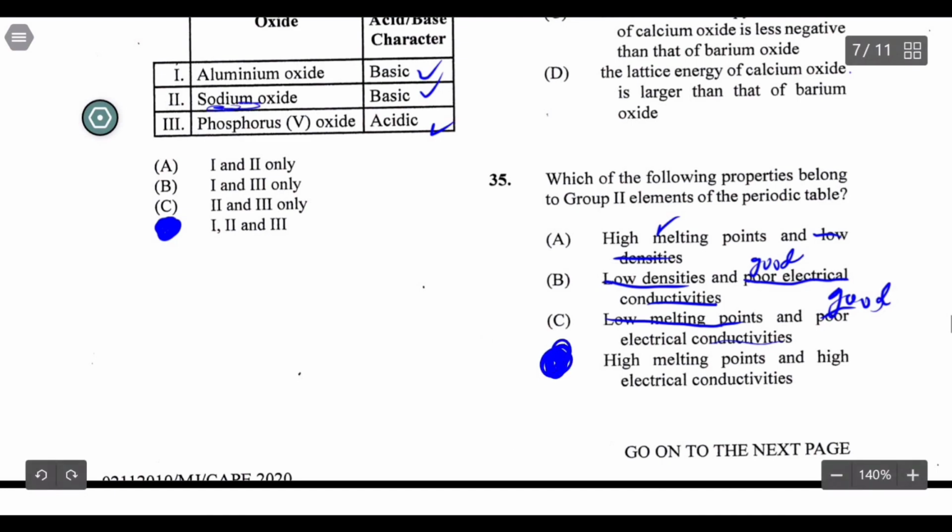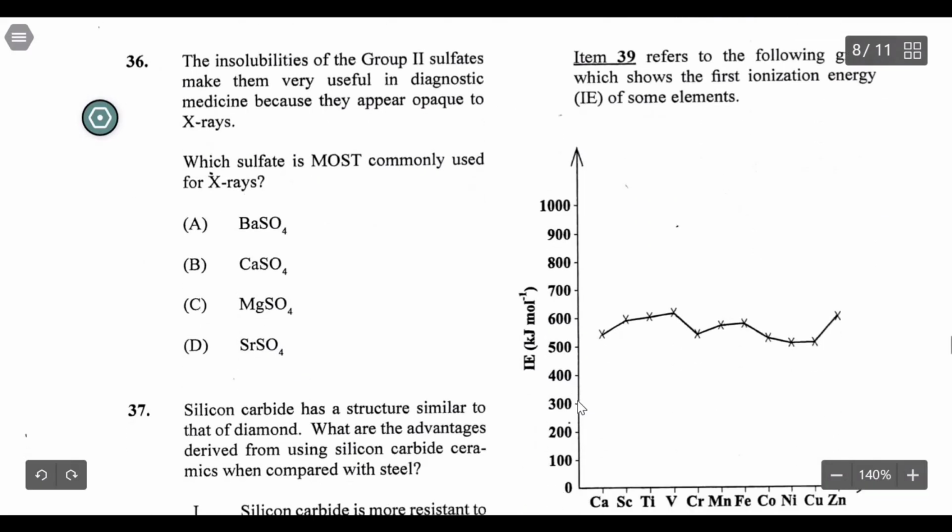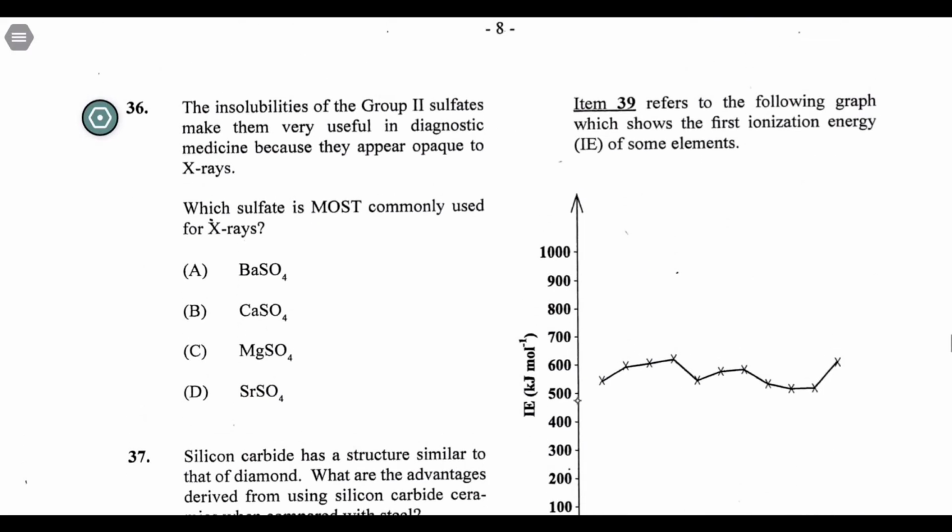36. The insolubilities of the group 2 sulfates make them very useful in diagnostic medicine because they appear opaque on X-rays. Which sulfate is most commonly used for X-rays? And that's barium sulfate. Just know this by heart.